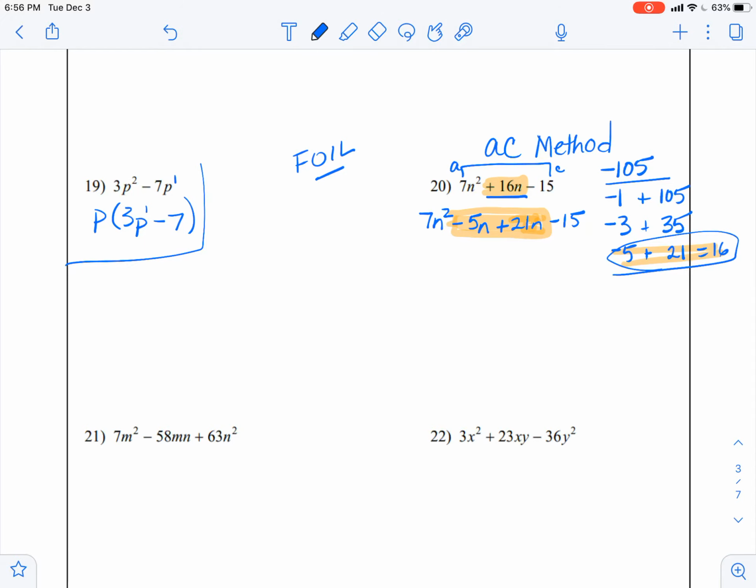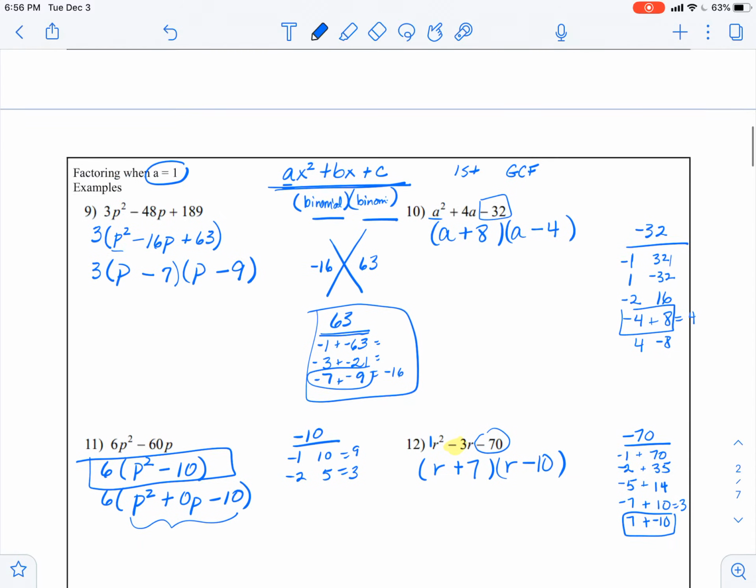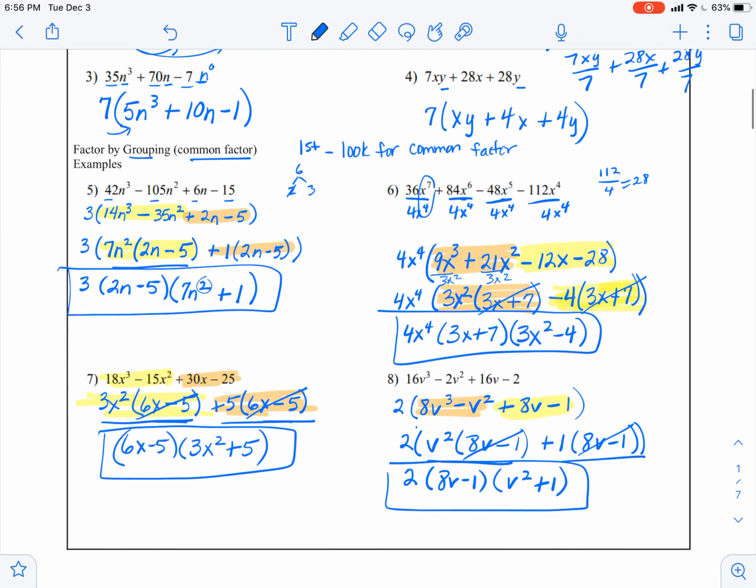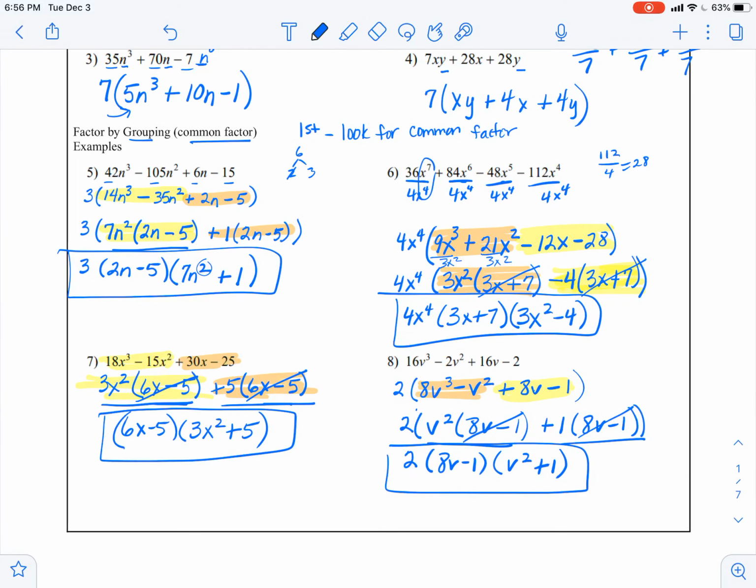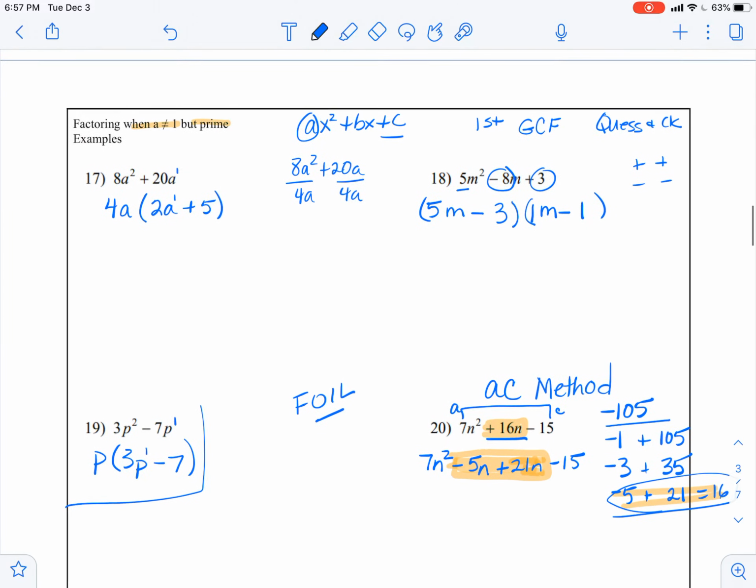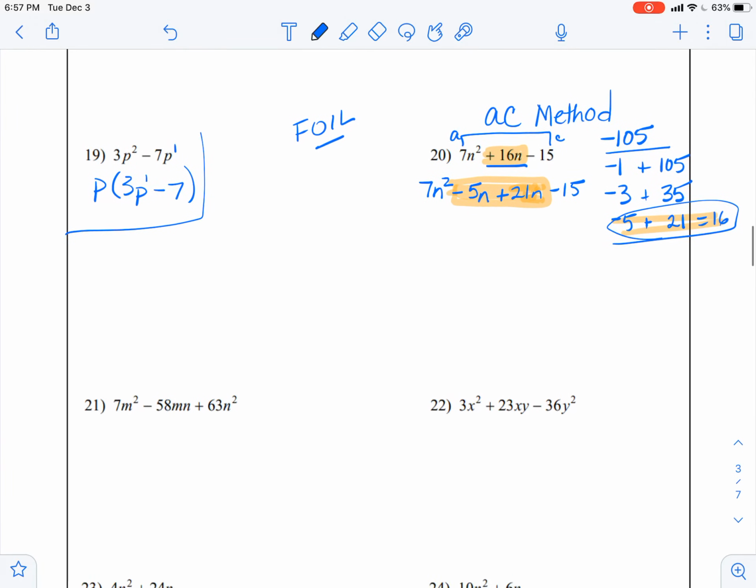Now I am back to, believe it or not, let's scroll all the way back up. I am back to the grouping method. Remember how we did the grouping. We grouped the first 2 and we grouped the second 2, and then I found a greatest common factor and a greatest common factor. And then when I got down here, I did another greatest common factor. Okay? So, here we go.